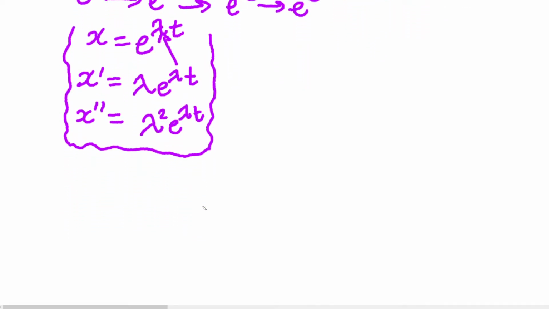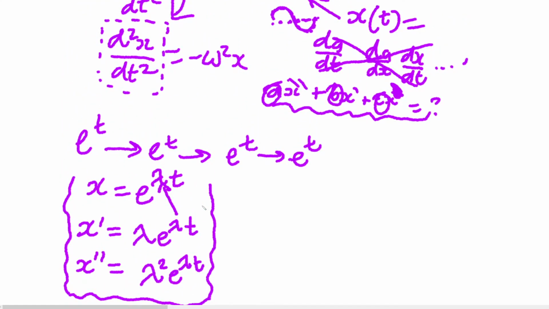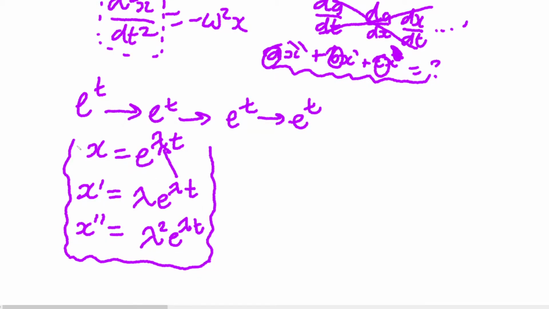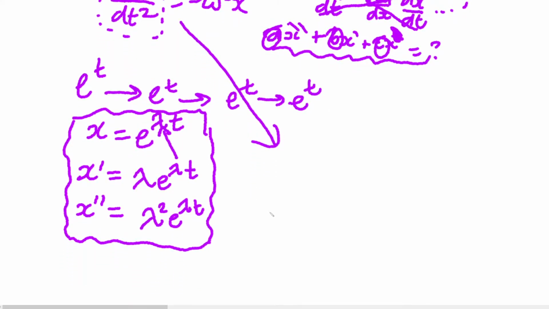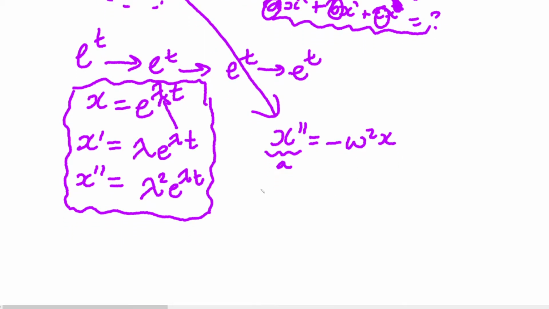So anyway, suppose that x is this e to the lambda t. This equation then becomes, taking the second differential of x as equal to, or this being the acceleration term, being equal to minus omega squared x. This tells us that lambda squared e to the lambda t equals minus omega squared e to the lambda t.